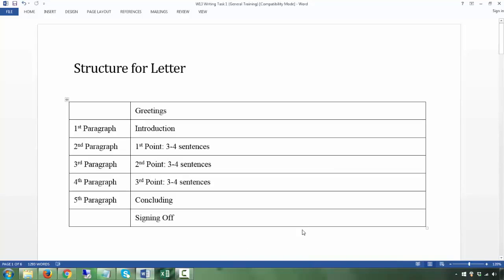Okay, for task 1, this is a format that you can use. Firstly, let me just go through the big picture first. You have the greetings, then after that you will have the first paragraph, which we'll call the introduction paragraph. Your second, third, and fourth paragraphs are basically going to address the bullet points. All right, let me show you what I mean by the bullet points.